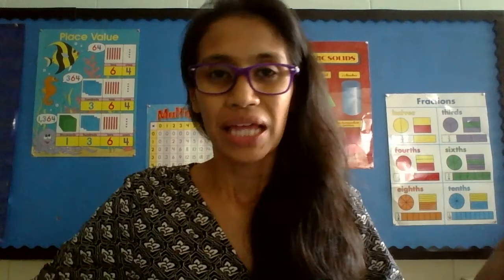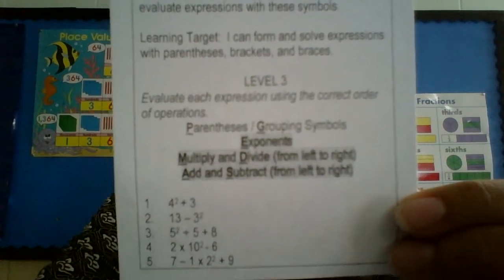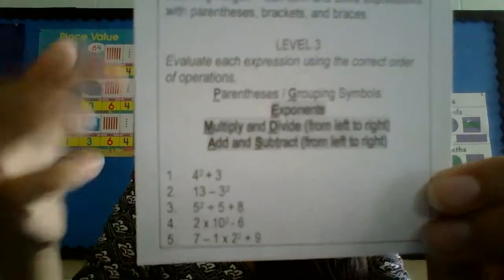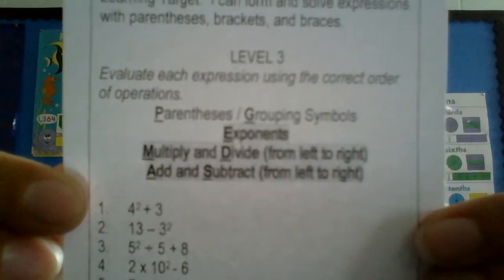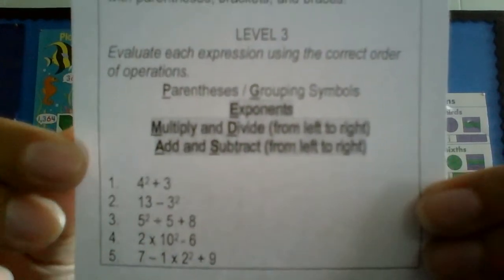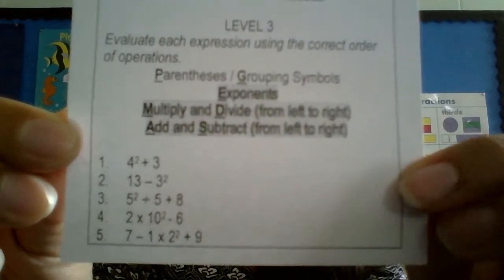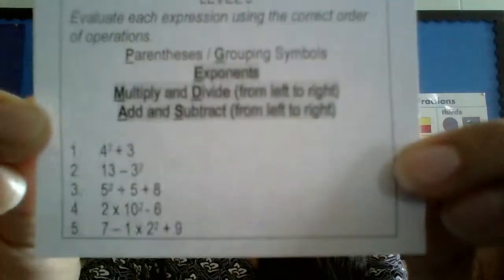All right, so level 3, bam, right there. It is the same standard, same learning target. Level 3, what did I include? All right, so this one, we're not doing exponents and grouping symbols. We're doing, no, what did I just say? We're not doing parentheses and grouping symbols. We're doing exponents, multiplying and dividing, adding and subtracting. There are your 5 problems right there. I hope you guys can see this. Can you see that?